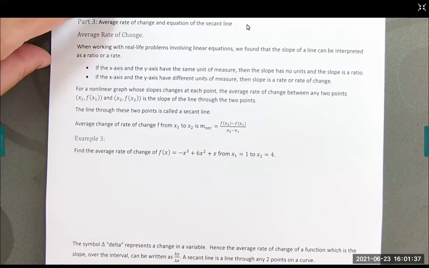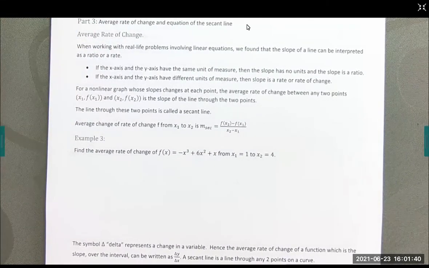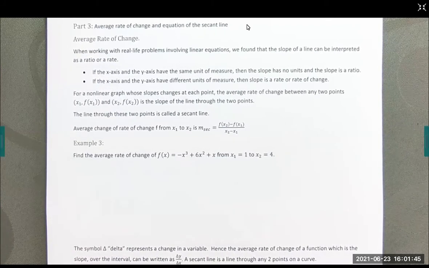All right, average rate of change. This is right at the beginning of an introduction for calculus, actually. When working with real-life problems involving linear equations, we found that the slope of a line can be interpreted as a ratio or a rate. And we kind of know that already, rise over run and so forth. If the x-axis and the y-axis have the same unit of measure, then the slope has no units and the slope is a ratio. If the x-axis and the y-axis have different units of measure, then the slope is a rate or rate of change.